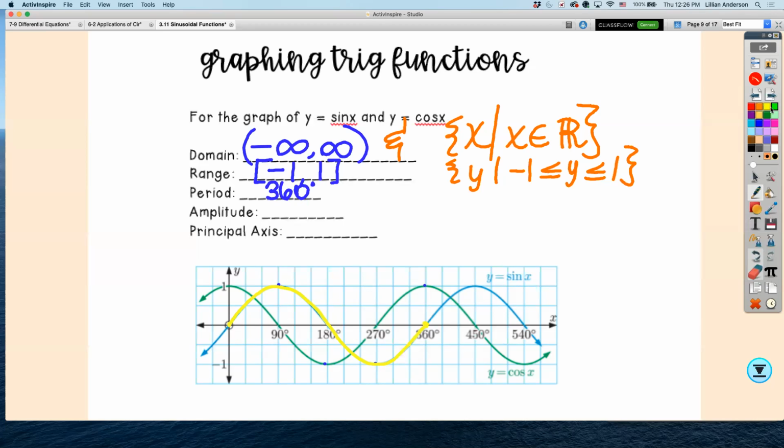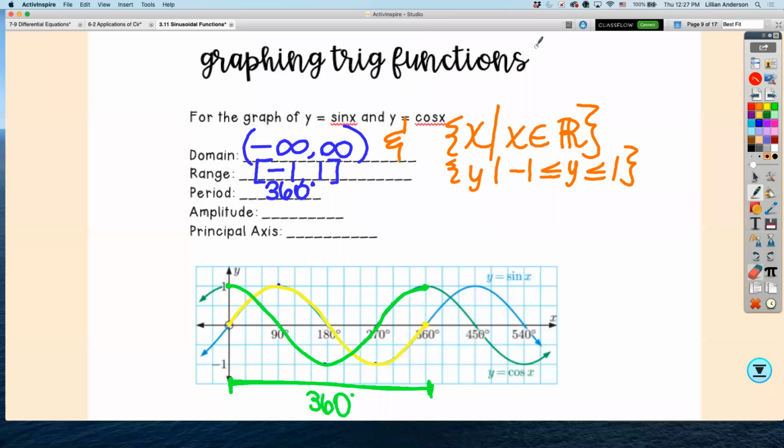It is the exact same for the cosine graph. If I use my starting point, I go down some more, then I come up some more. At this point, the graph is going to start to repeat itself again, but it too has a period of 360 degrees. From here to here is a distance of 360 degrees, and that is my period.